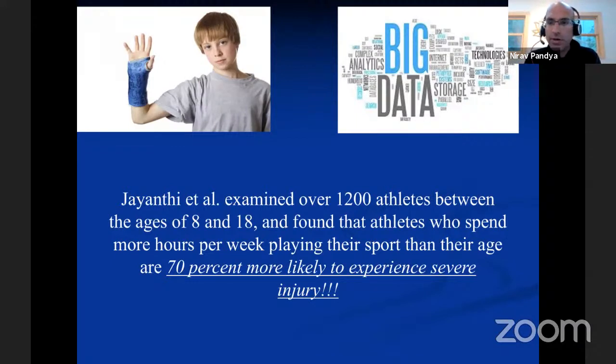So I think this is one of the important take-home points for this talk. A lot of parents will ask, that's fine, I don't want my child to have an overuse injury, but how many hours per week is it safe for them to do? And this is a great study that guides that.